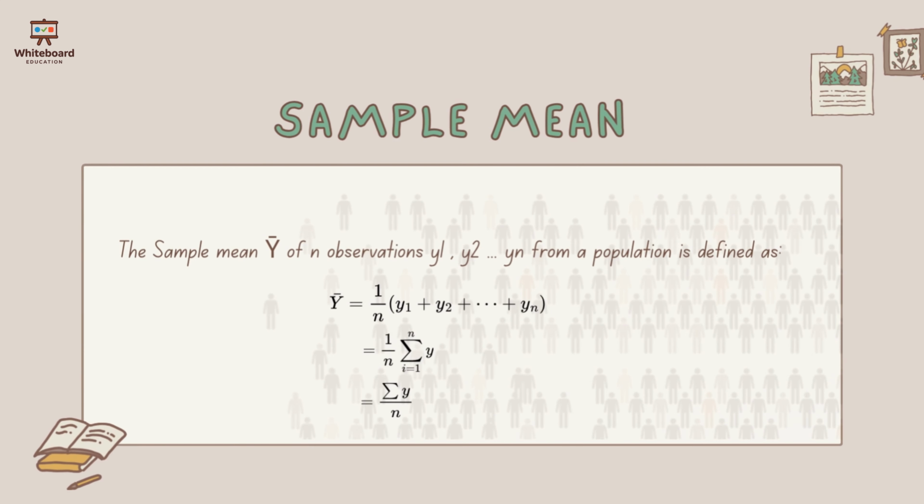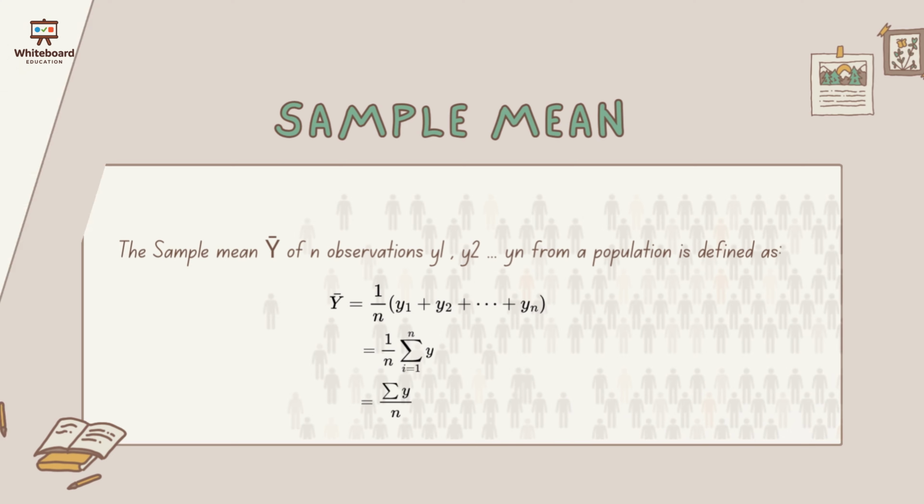Similarly, the sample mean y bar of n observations y1, y2 till yn from a population is defined as this. Y bar equals y1, y2 till yn divided by n, which is the total sample. Next we write all the summed observations in form of summation, where n is the upper limit and it starts with the lower limit 1. And lastly we can use the formula summation y over n. See, here both the y and n are small letters.